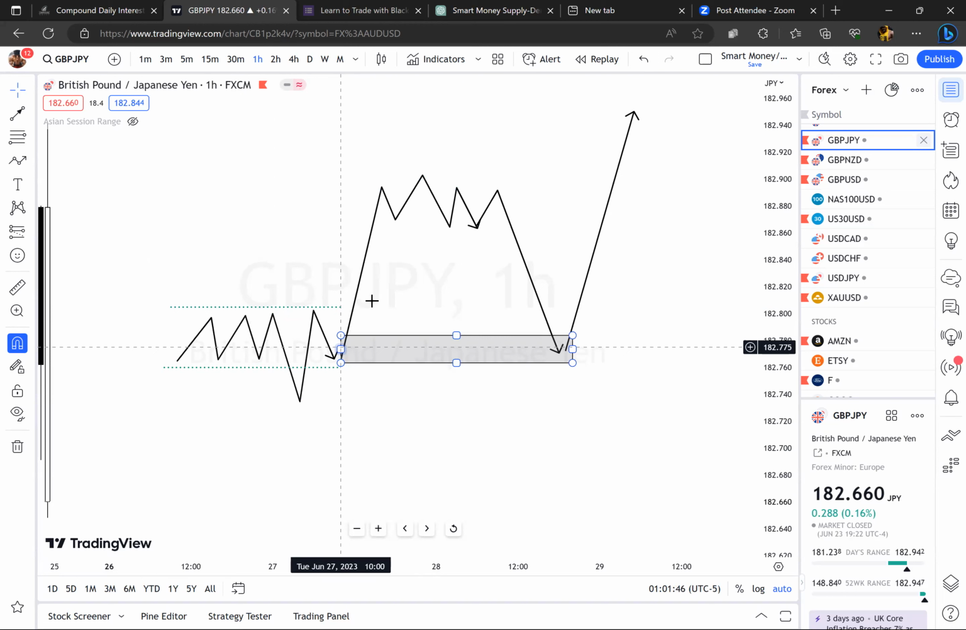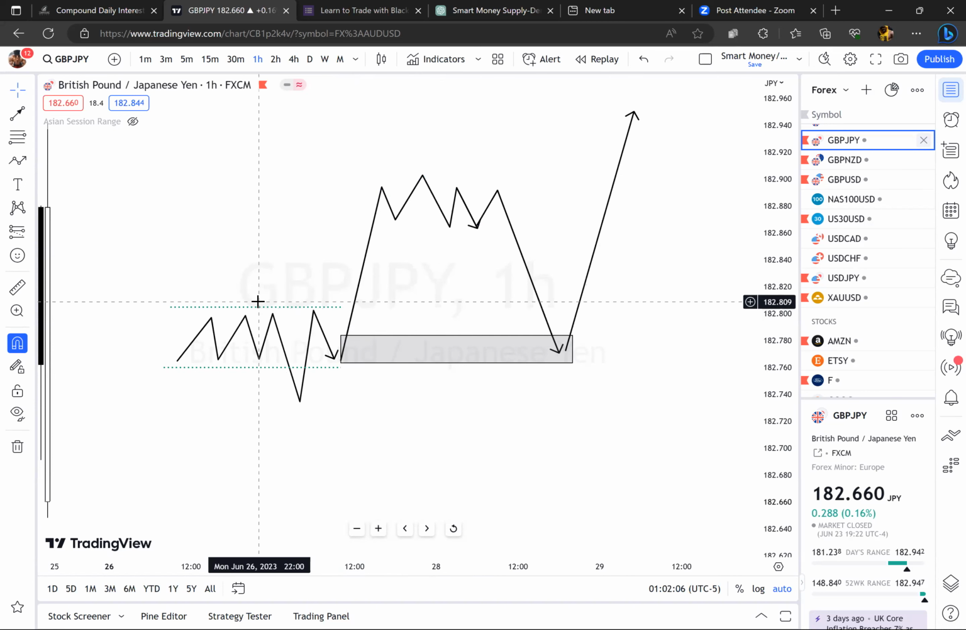Now, with expansion, like I said, expansion leaves behind our zone. Two important things that you need to know. For expansion to leave behind a value zone, it must create imbalance, and it must break structure. Must create imbalance, must break structure. If it does one and not the other, let it go. It has to do both.